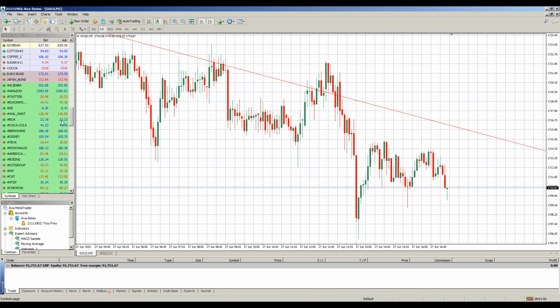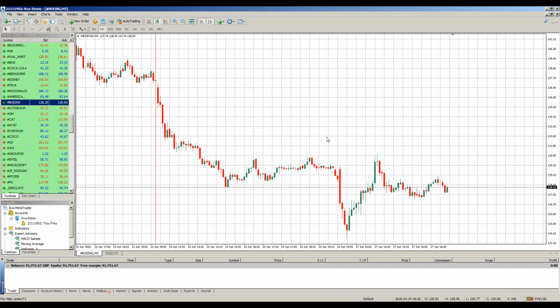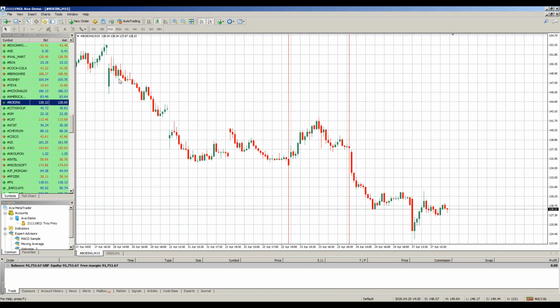It'll be interesting to walk through the process that we're talking about with Boeing. So we can take a look and say, okay, what did Boeing do today? It dropped and flattened out. These are 5-minute candles. Here's 15-minute candles. Okay, so we're looking at the 27th. We just opened markets here.